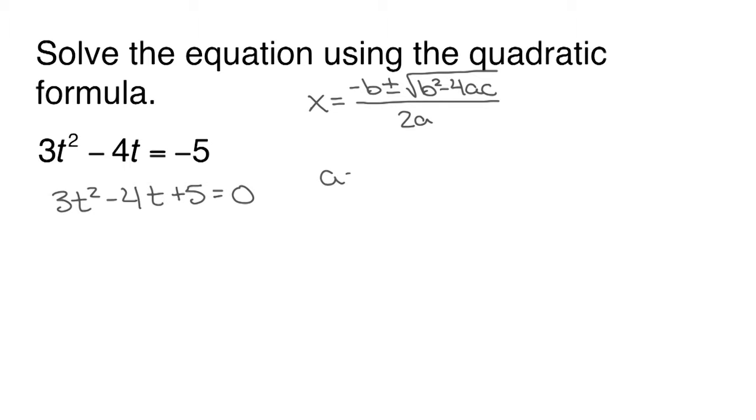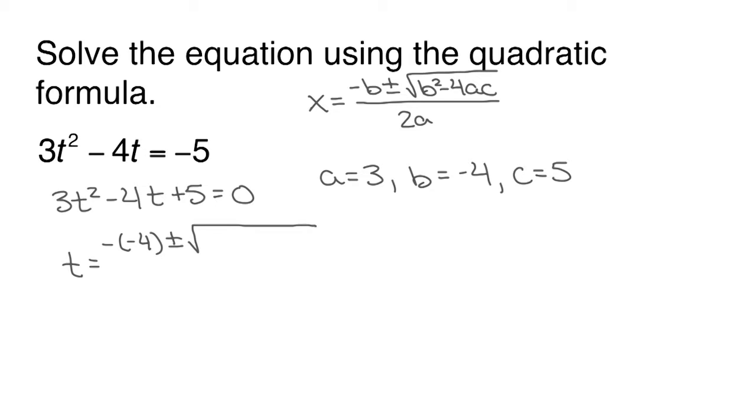Now we know that a is equal to 3, the coefficient of t squared, b is equal to -4, the coefficient of t, and c is our constant of 5. Using the quadratic formula, we have t is equal to negative of -4 plus or minus the square root of -4 squared minus 4 times 3 times 5, all divided by 2 times 3.